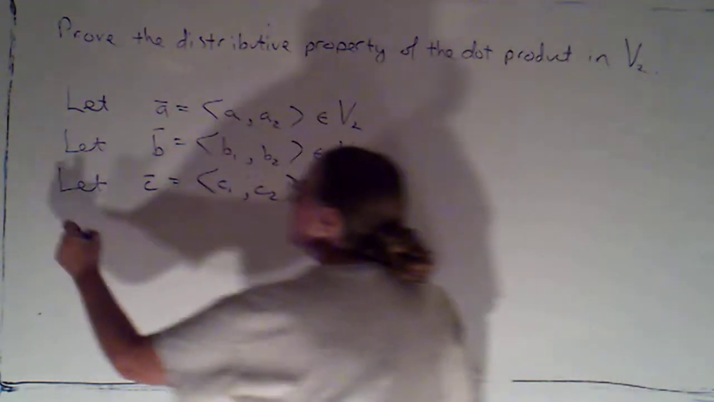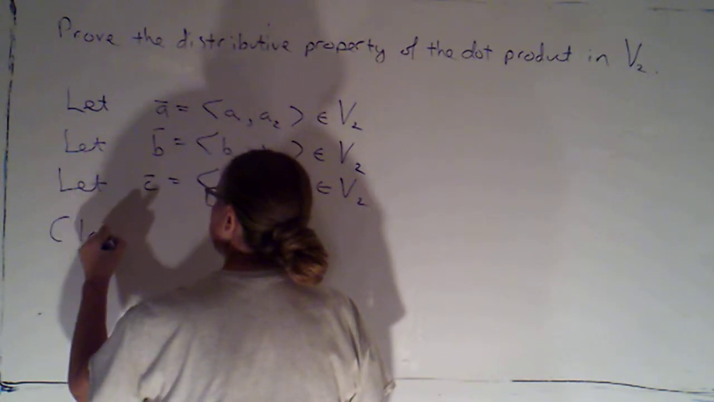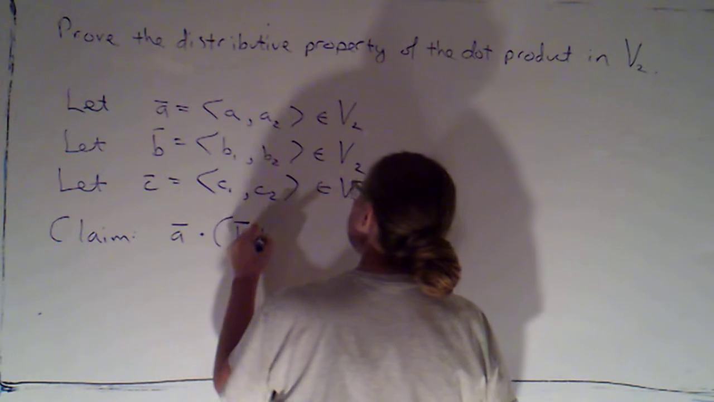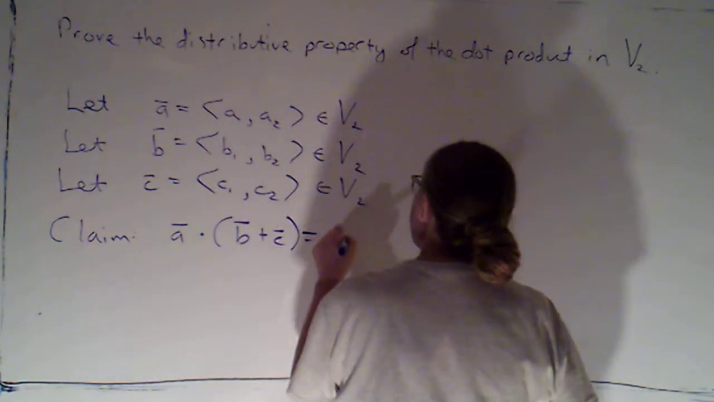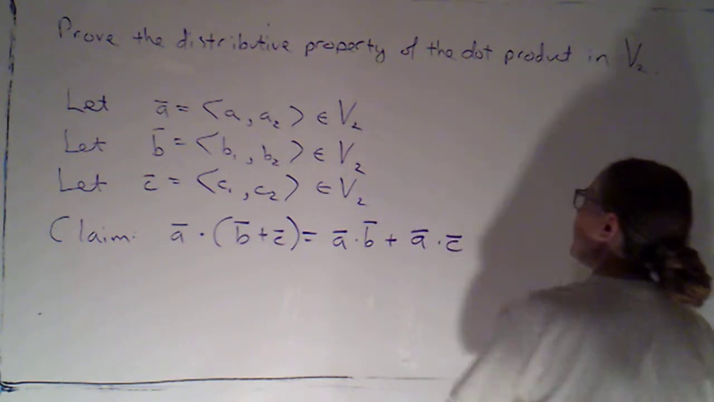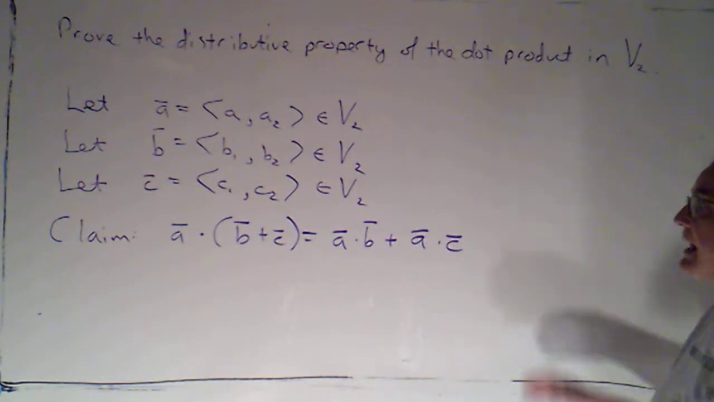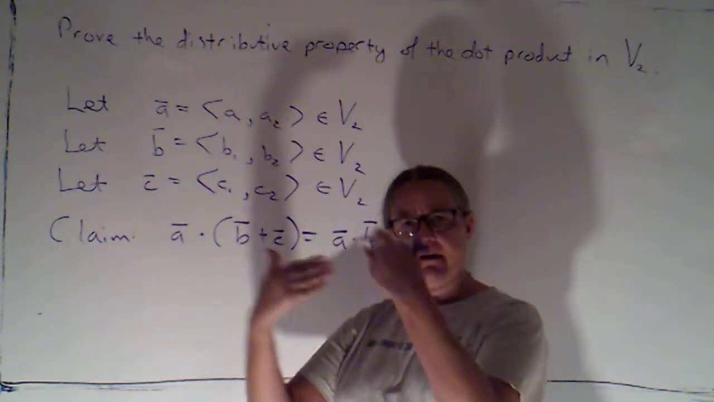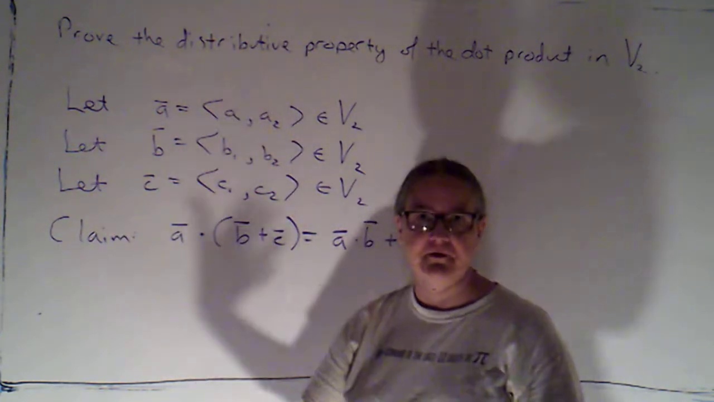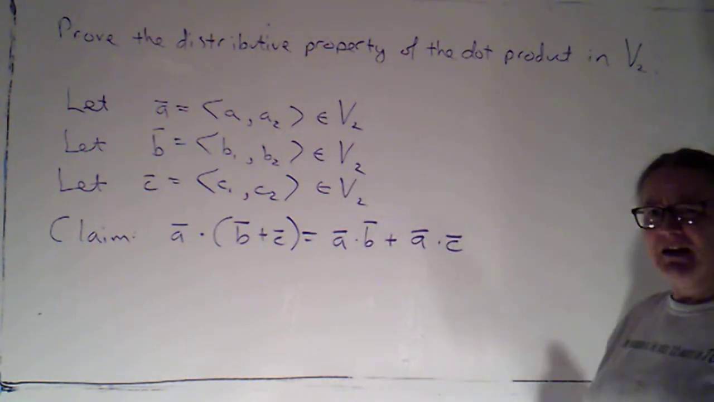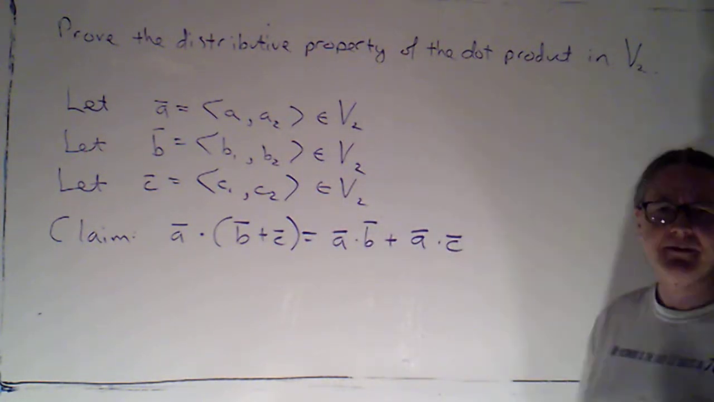Okay, now my claim is that A dotted with (B plus C) is A dotted with B plus A dotted with C. Okay. Now, I'm very careful to identify that that's the claim. I find it helpful to have written down the thing I'm trying to prove. But I don't want it to look like I'm stating that it's true at this point, because if I already knew it was true, there'd be nothing to prove.